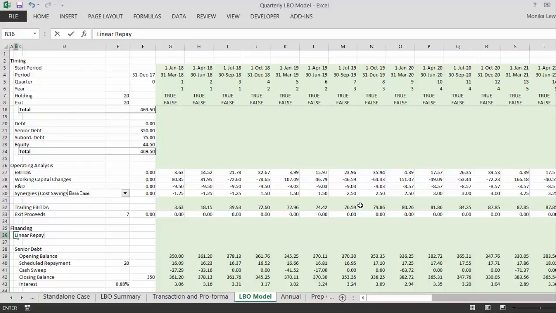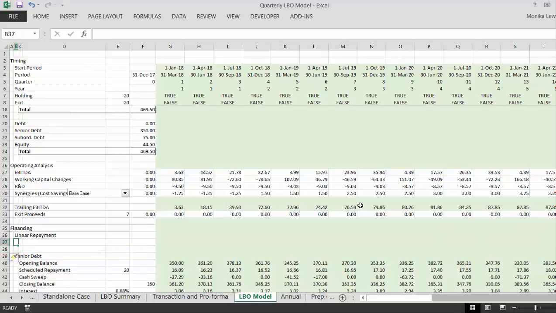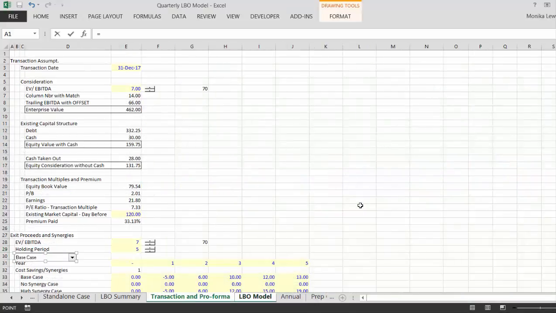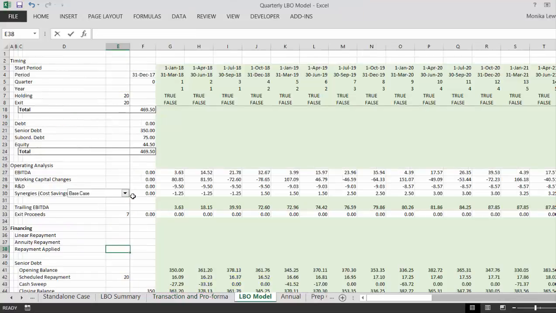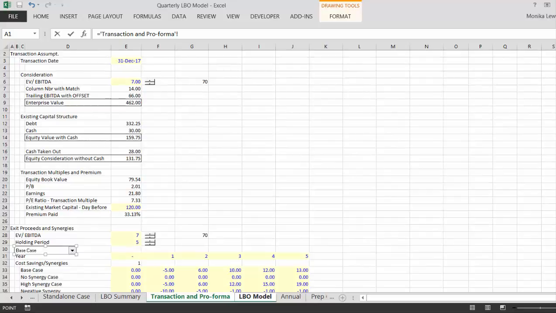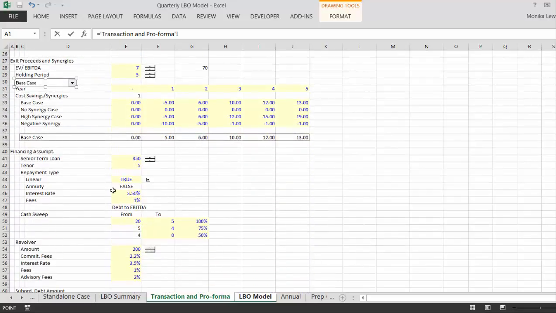repayment and annuity repayment. Now, I don't think it would make a big deal. And then we can put repayment applied. Now we put a little true false switch in the transaction assumptions. Okay, so you go to the transaction model and the transaction assumptions, and you.